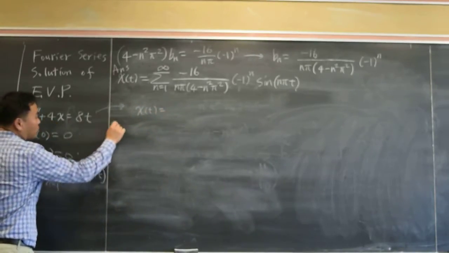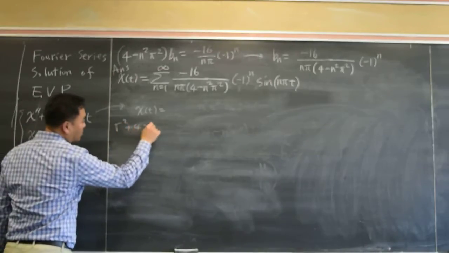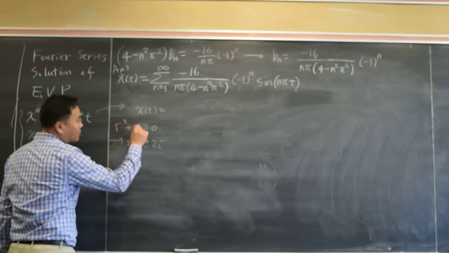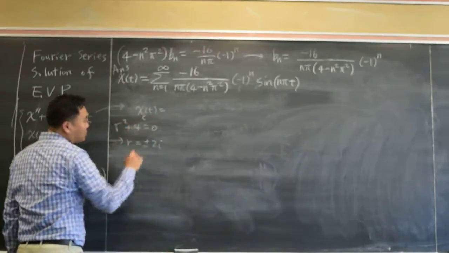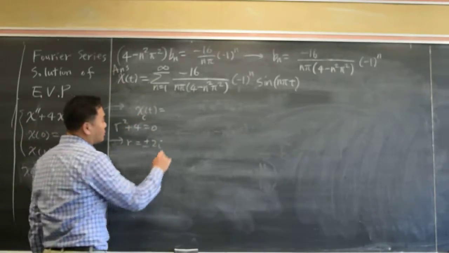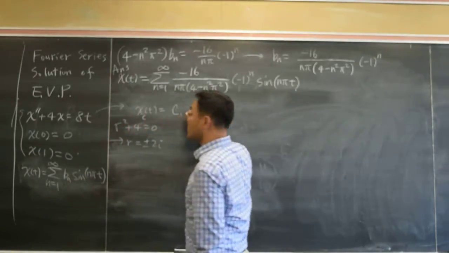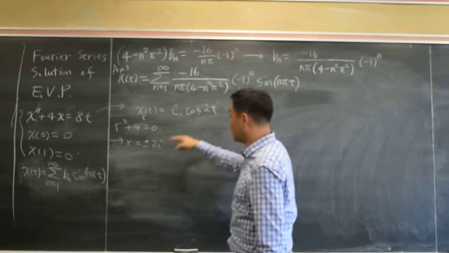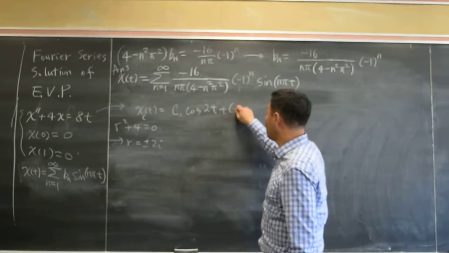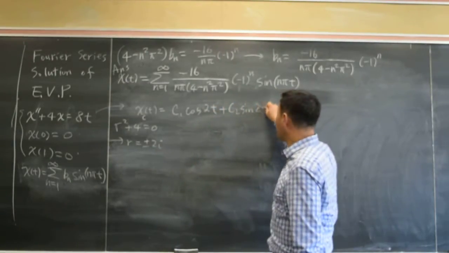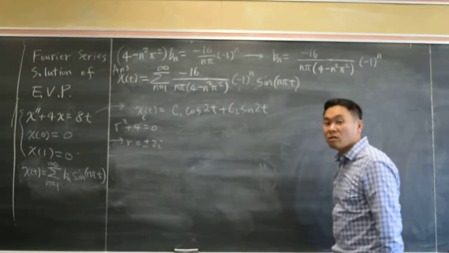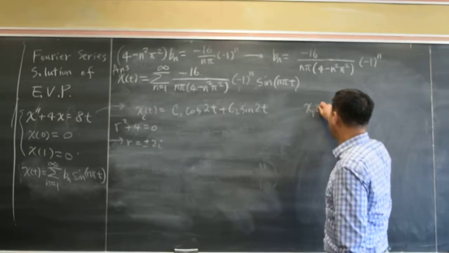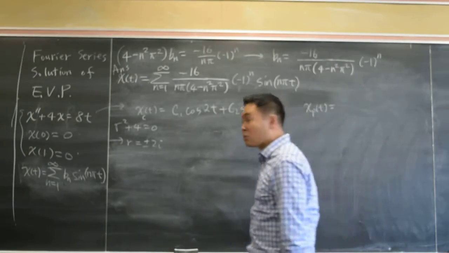Well, first, r squared plus 4 equal to 0, so that gives you r equals plus minus 2i. So the complementary solution is what? C1 cosine 2t, because 2, then C2 sine 2t, okay? And you need a particular solution, right? XP should be what? You use method of undetermined coefficients.